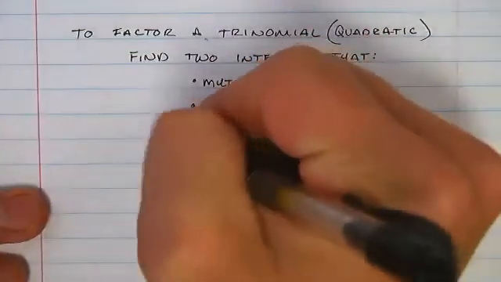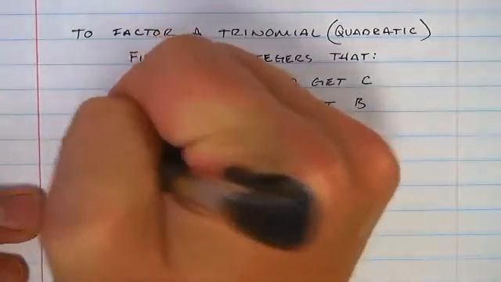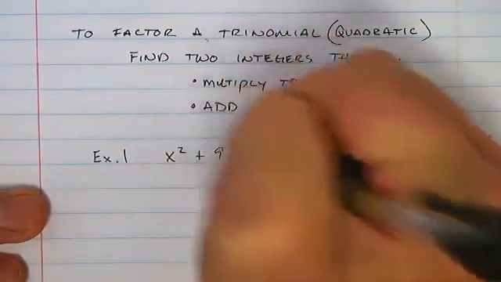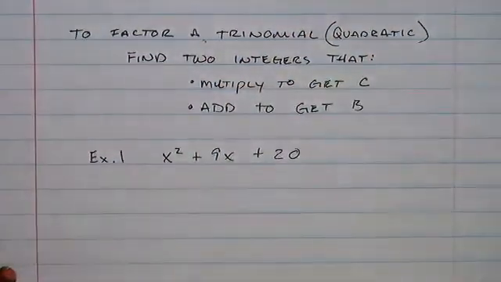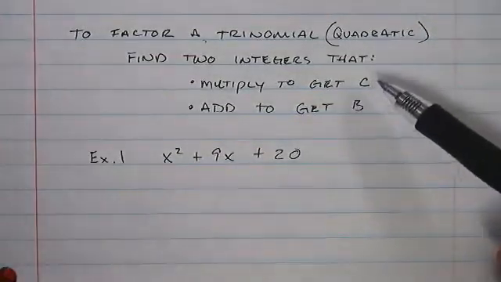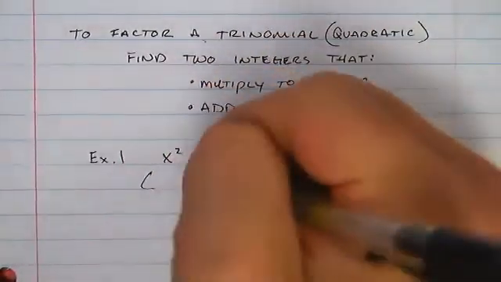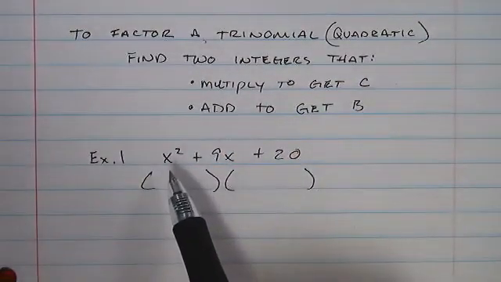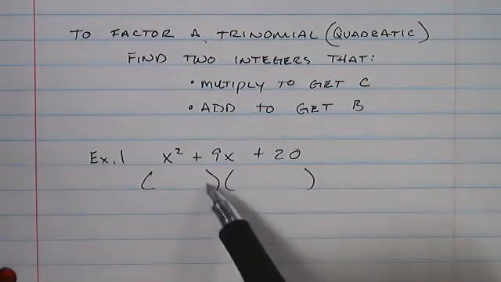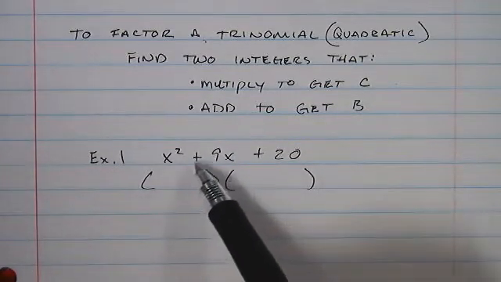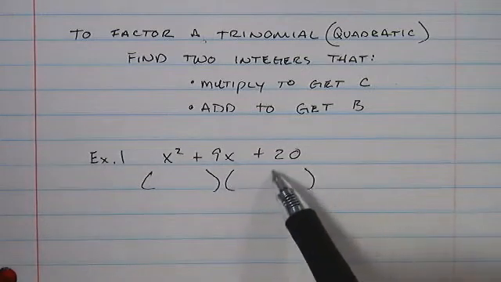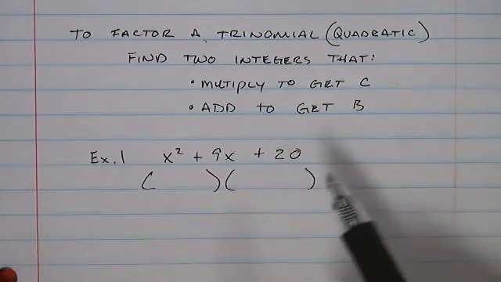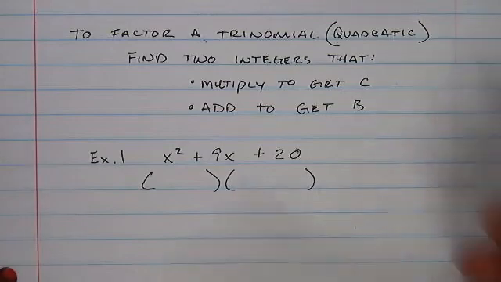So again, I'm just going to write down our problem again. Example 1 was x squared plus 9x plus 20. And we first have to start with the knowledge that, in our setup, we are going to be multiplying whatever number is in this position by whatever number is here to get this. So what are the numbers I could multiply together to get 20?